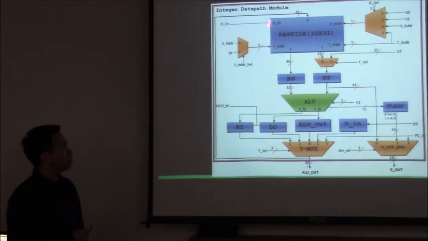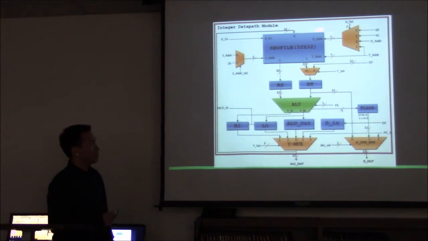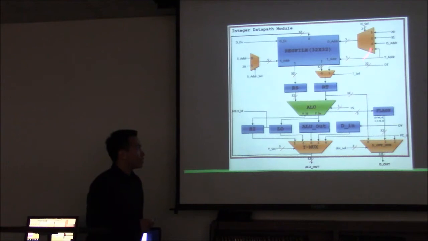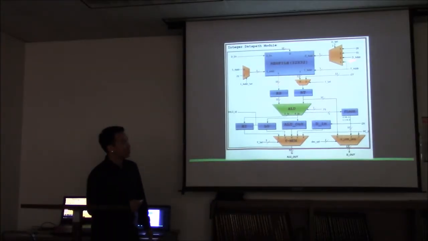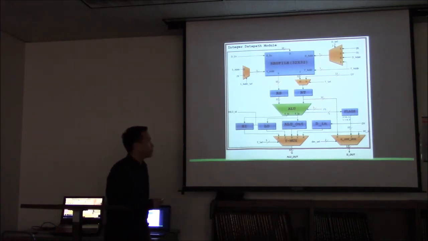The D enable enables you to write to the register file at the D address, which is controlled by a D select mux. If the D select is 0, then it would just normally write to the D address. This is used for R-type instructions. If the D select is 1, then it would write to the T address, which is for immediate instructions, I-type instructions. If D select is 2, that would be the return address. That's our first iteration of the interrupt, we would use that. And then for the stack pointer, the D select is 3.